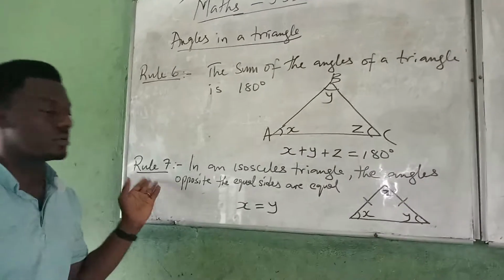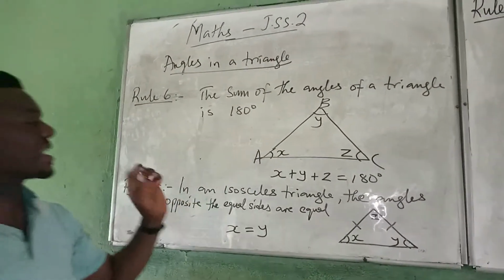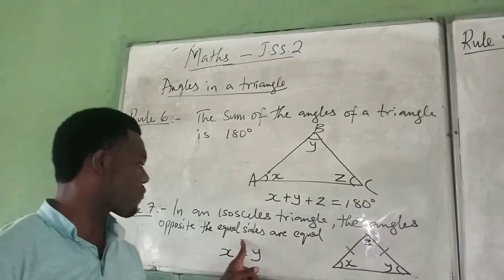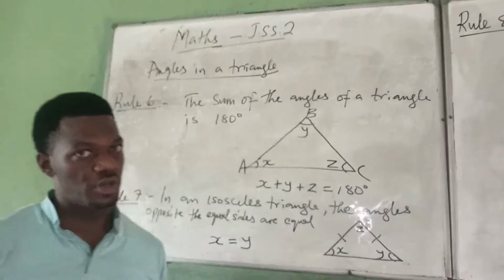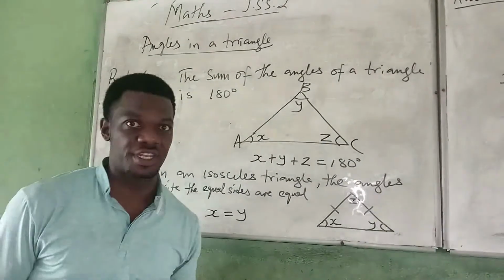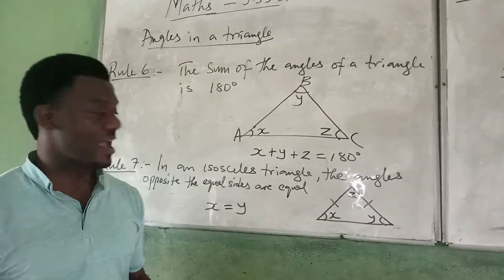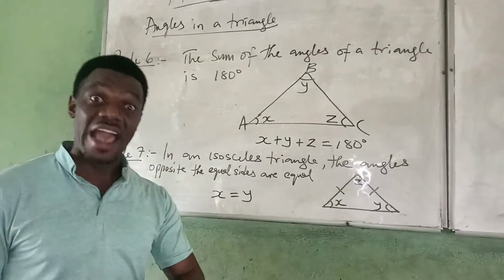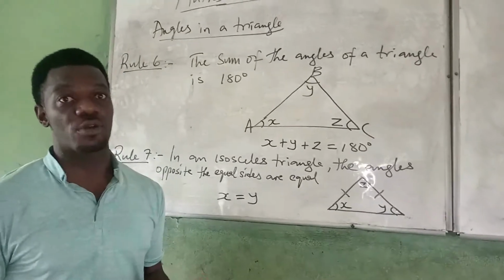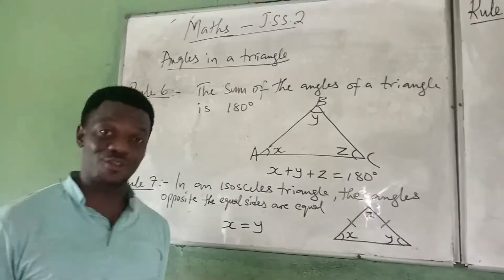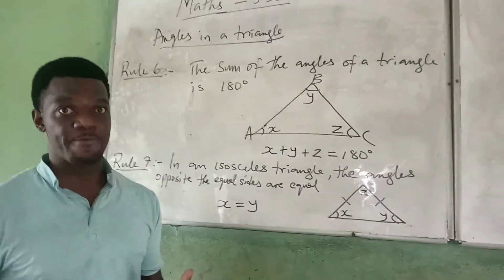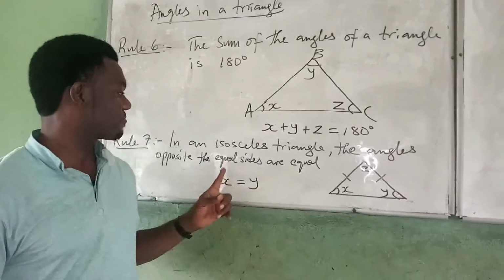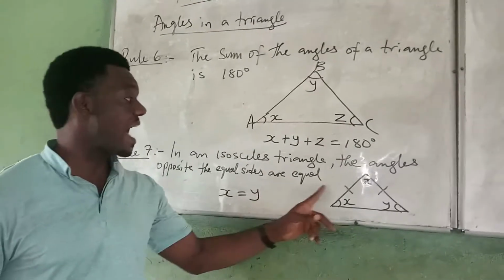The second rule, rule 7, says that in an isosceles triangle, the angles opposite the equal sides are equal. You know the definition of triangles and the types of triangle. We have an isosceles triangle. An isosceles triangle is a triangle in which two sides are equal. Two opposite sides, and also angles, are equal. So the rule is now authenticating that the angles opposite the two equal sides are equal.